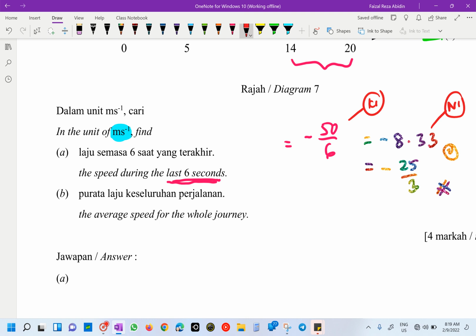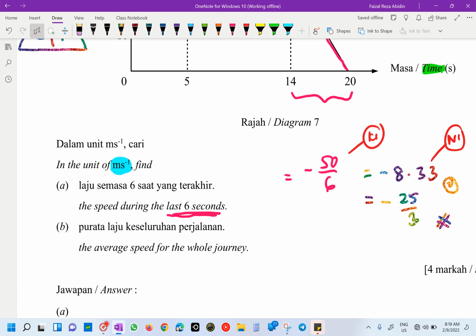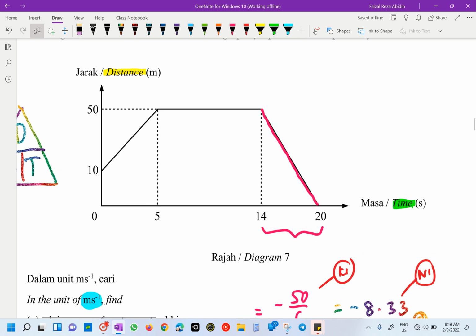Okay, find the average speed for the whole journey. What is the formula for average speed? Tu ada dalam kita punya formula depan ni. Average speed equals total distance over total time. We are going to calculate the total distance first. Where is our total distance? It starts from 10 to 50 here. This is going to be 40 distance.